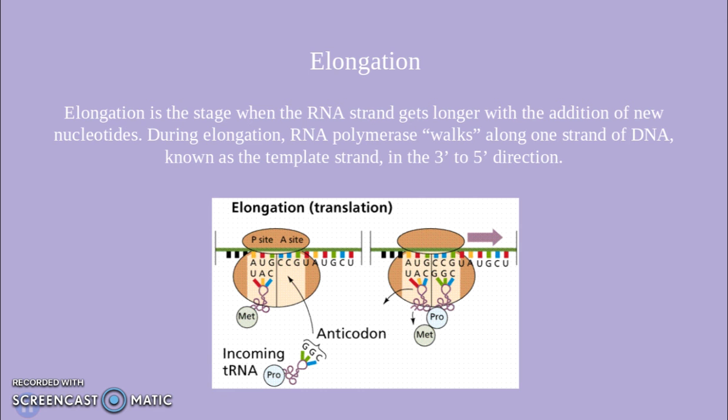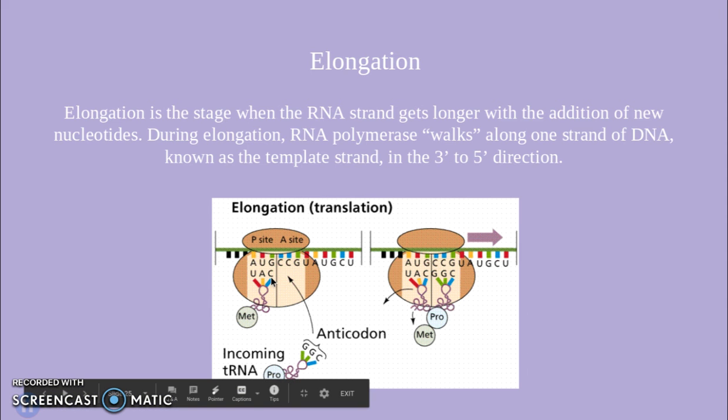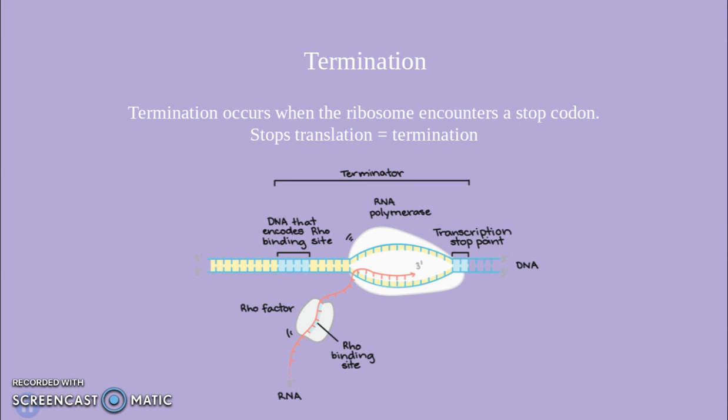Elongation is the stage where the RNA strand gets longer with the addition of new nucleotides. During elongation, RNA polymerase walks along one strand of DNA, known as the template strand, in the 3' to 5' direction. And this is actually where those codons are going to be matched and create that strand of RNA that will leave the nucleus. And termination, conversely to initiation, is when transcription stops.